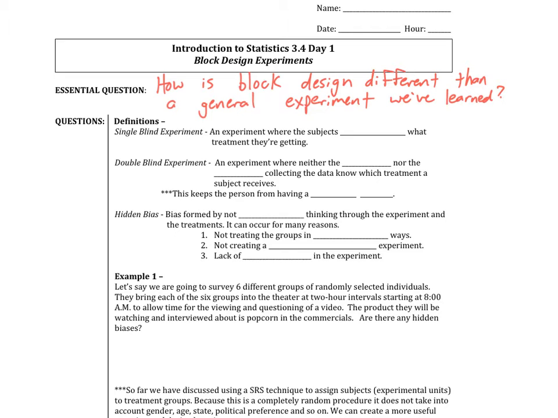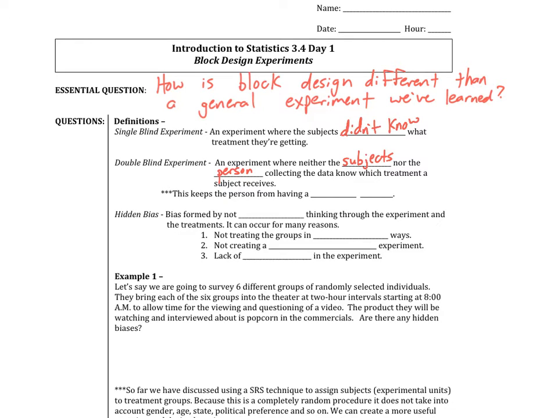So some definitions: a single blind experiment is an experiment where the subjects didn't know what treatment they got. So they don't know if they got a placebo, they don't know what treatment they were getting. A double-blind experiment is an experiment where neither the subjects nor the person conducting the experiment know what they got.